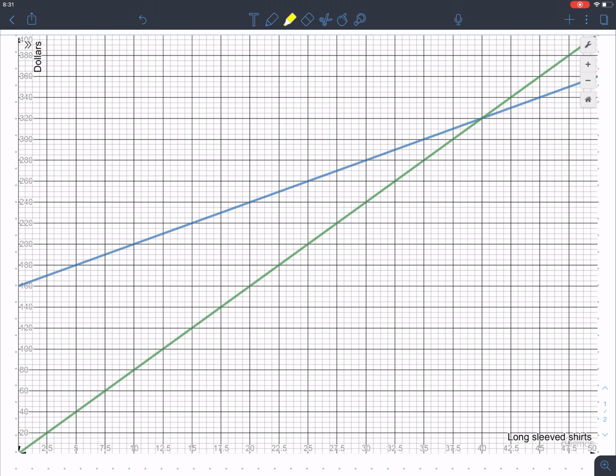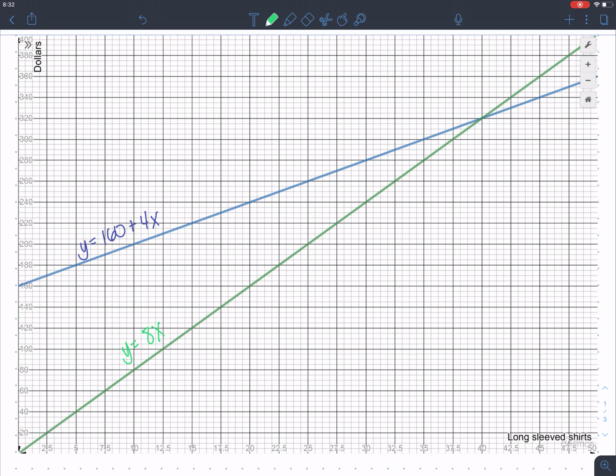So my first equation, I'll label the line. This is y equals 160 plus 4x. And my other line, the green one, was my income equation, y equals 8x. That's kind of hard to see. But we can use this graph to help us answer a bunch of questions about this problem.